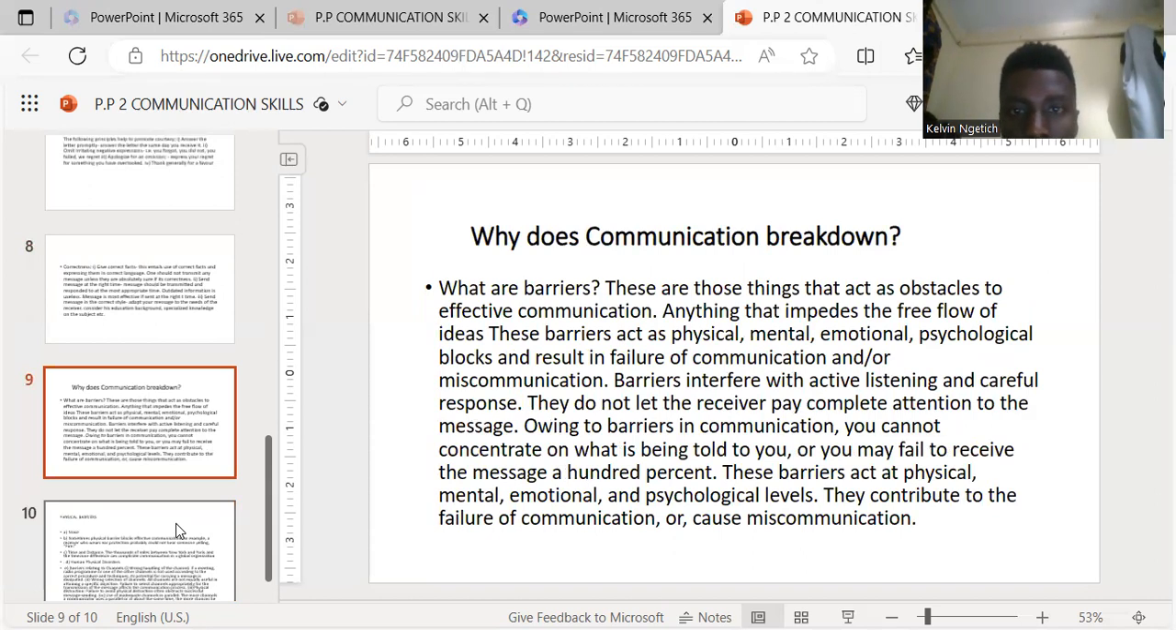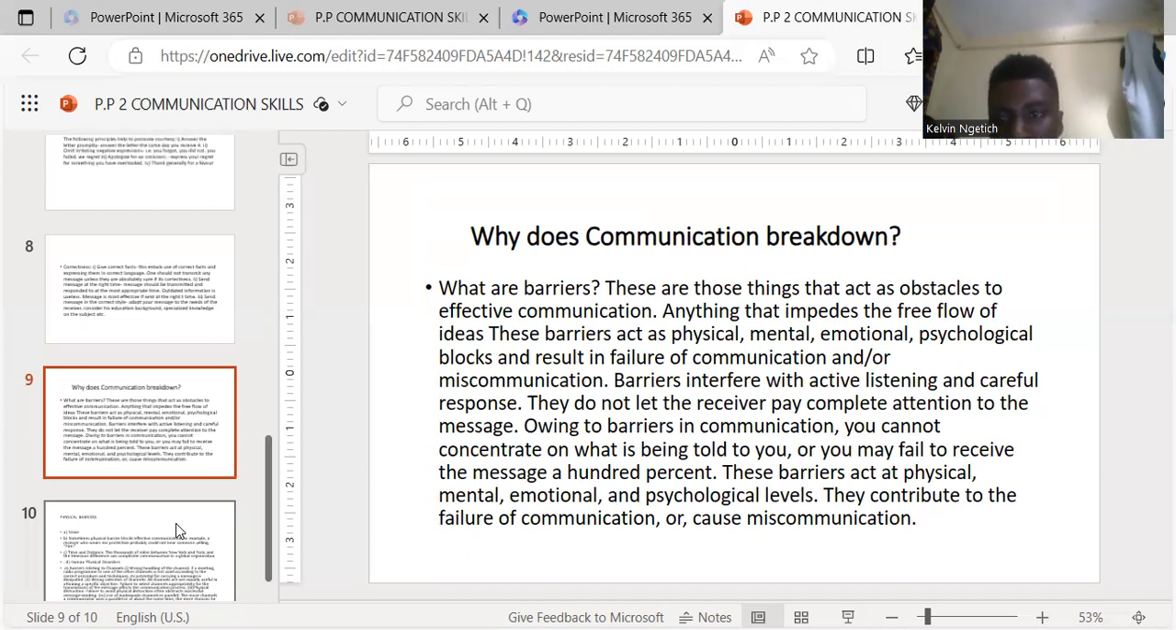Second last item, why does communication break down? What are barriers? Barriers are those things that act to prevent effective communication. Anything that impedes the free flow of ideas. These barriers act as physical, mental, and emotional blocks and result in failure of communication or miscommunication. Barriers interfere with active listening and careful response.